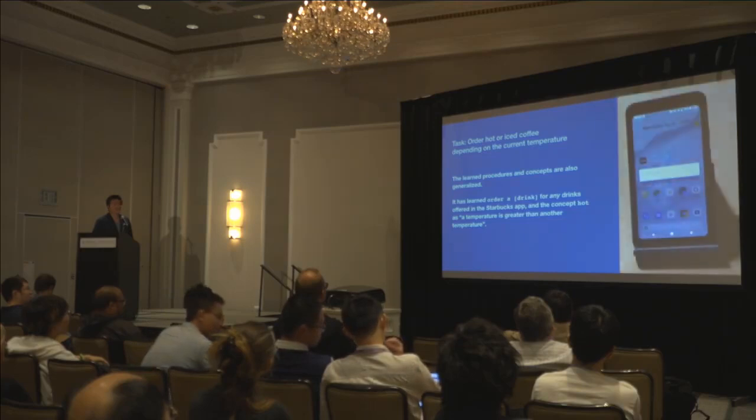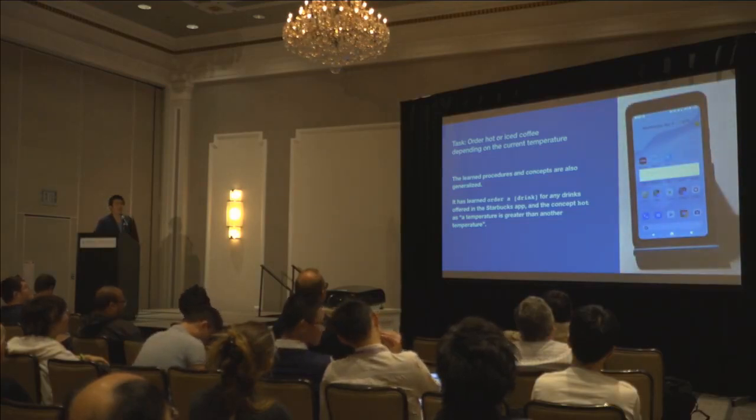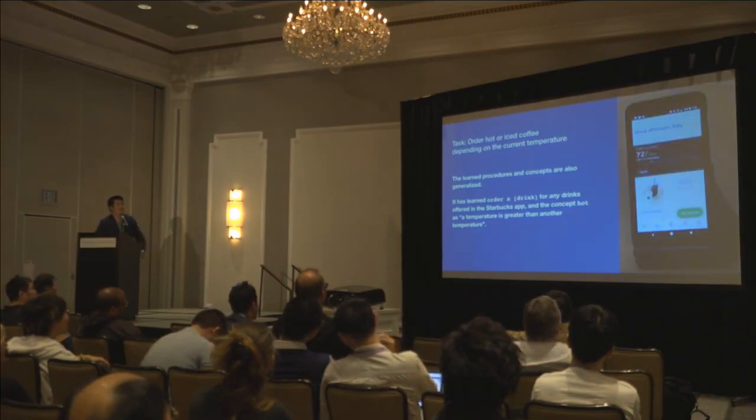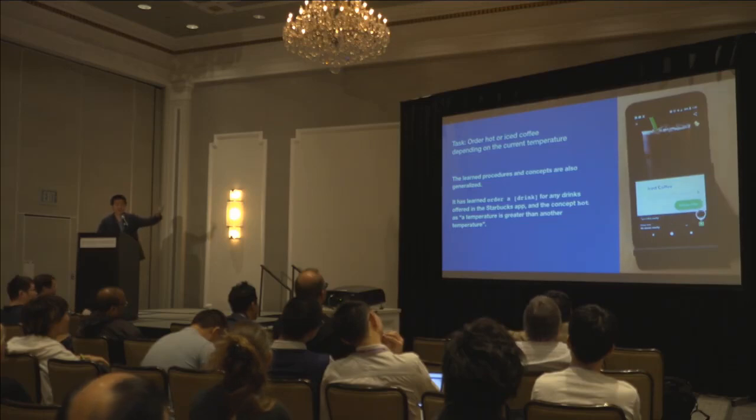The value of current temperature is 86 degrees. The condition, the weather is hot, is true. Executing the procedure, order an iced coffee. So you can see here it has already learned how to manipulate the GUIs to get the value for temperature and to order coffee.